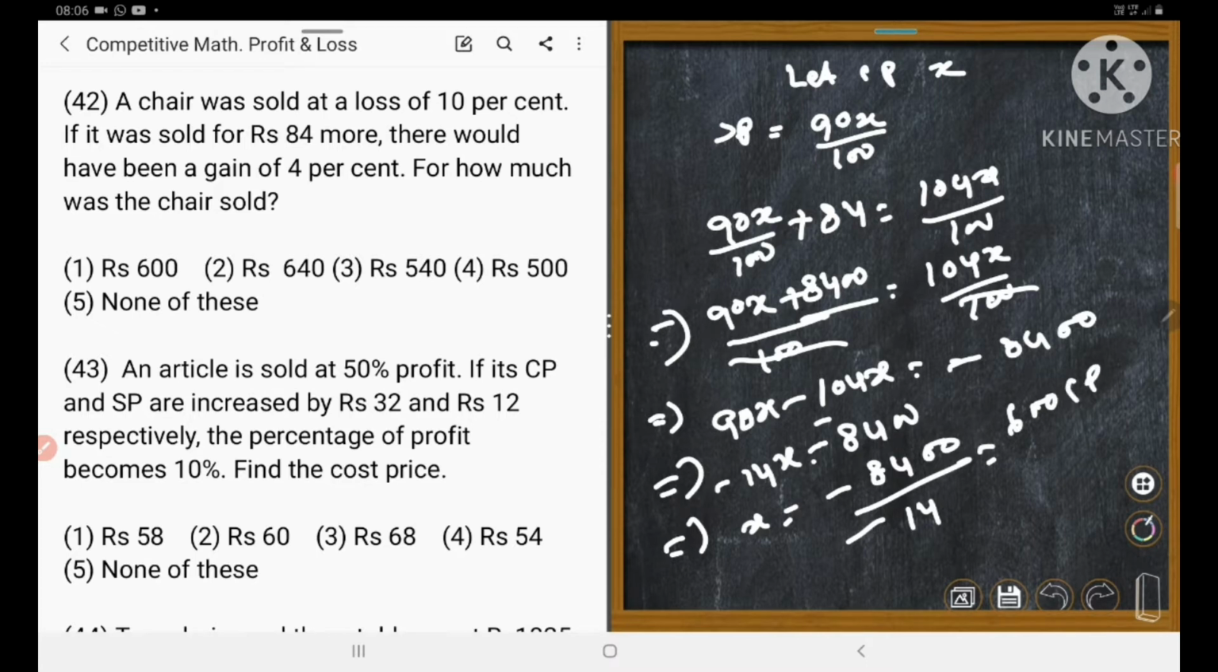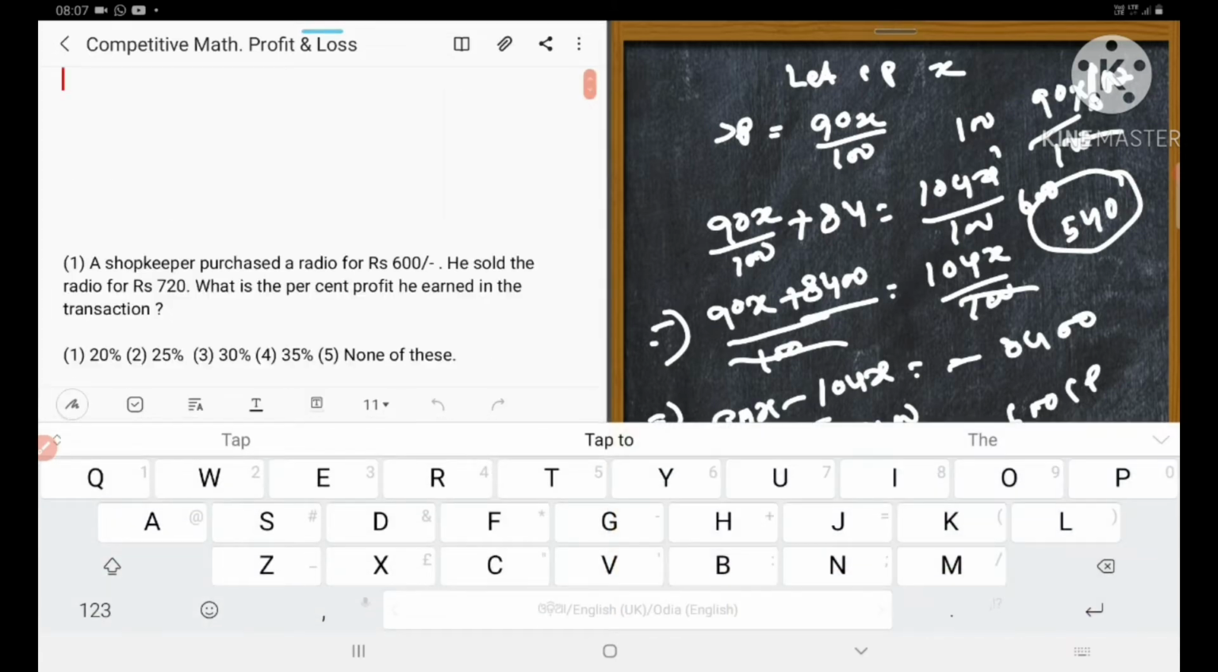This is CP. So there is a 10% loss, you know. So that means 100 is equal to 90, 1 is equal to 90 upon 100 into 600. Zeros cancel. 9 sixes are 54, and 0. That is 540. The selling price is 540. Which is the correct answer? Number 3 is the correct answer.